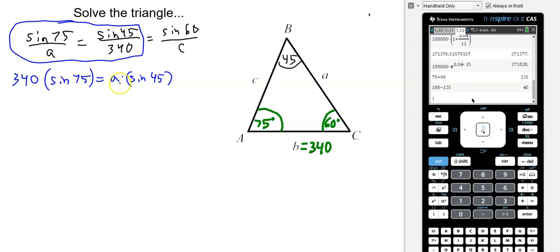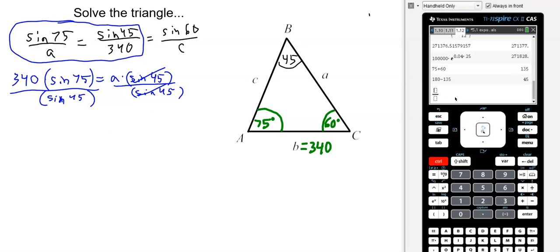And you're almost done, right? We're going to solve for A, so we're going to divide by the sine of 45. And that nicely cancels, and you get that. And so then you want to go to your calculator, do your control divide, your fraction template there. I see in the corner of my screen it's in degree mode, which is definitely what I want. If not, you want to click that. It'll change the mode for you.